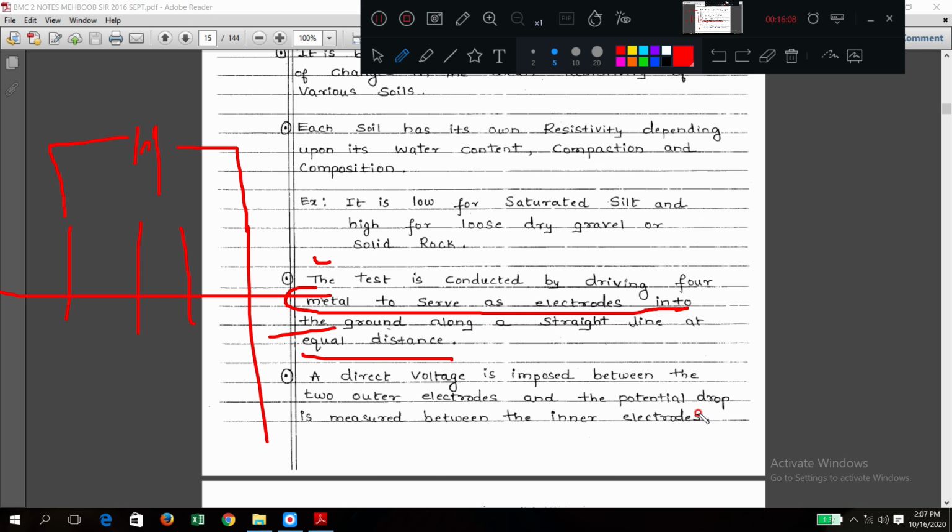Now the potential drop may happen here. Where is it measured? Here one potentiometer is there, as seen in the diagram. These two electrodes which are inside, 2 and 3, are called inner electrodes, and 1 and 4 are called outer electrodes. So you are applying voltage on the outside electrodes, and you are measuring the potential drop across the inside electrodes.